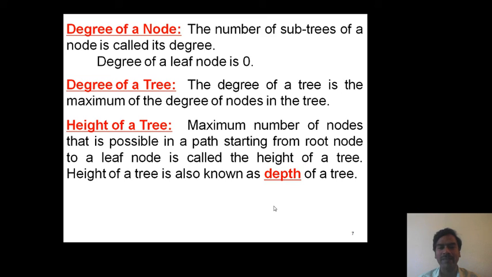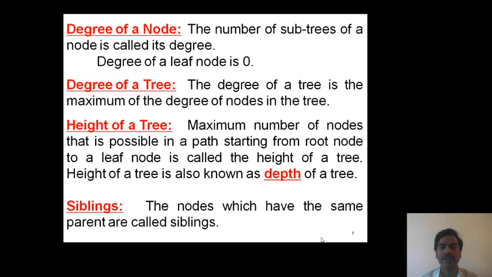Then height of a tree. Let me take any path starting from the root node to a leaf node. The maximum number of nodes available in the path is called its height. So the height of a tree is also known as the depth of a tree. Then siblings. The nodes which have the same parent are called siblings. So these are the different terms associated with the tree data structure.